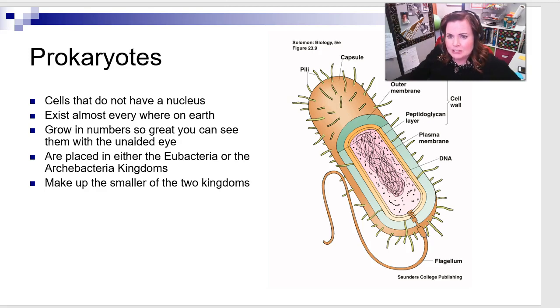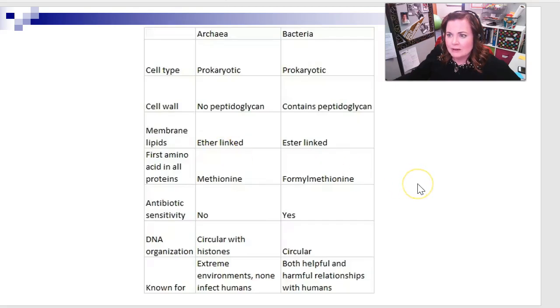The big difference between the two of them is that archaea don't have this protein in their cell wall called peptidoglycan. So peptidoglycan is absent in archaea, but it is found in bacteria. Another thing that makes them different, bacteria or eubacteria are sensitive to antibiotics like penicillin or amoxicillin or erythromycin. Archaeobacteria are not. Bacteria are pathogenic. They infect human beings, make us sick. Archaeobacteria do not.